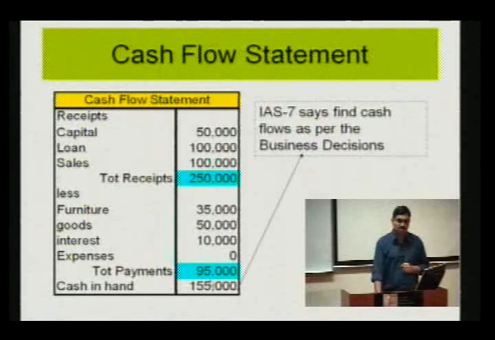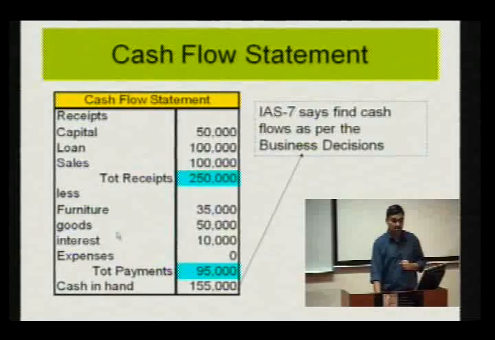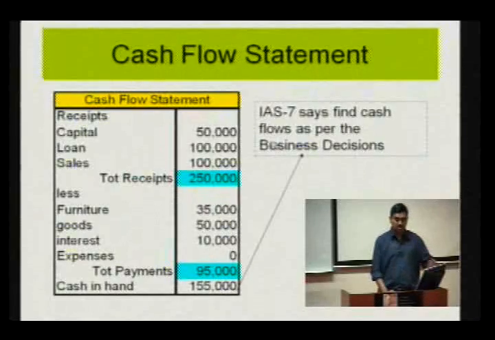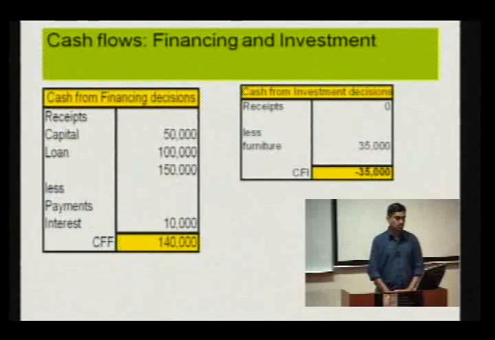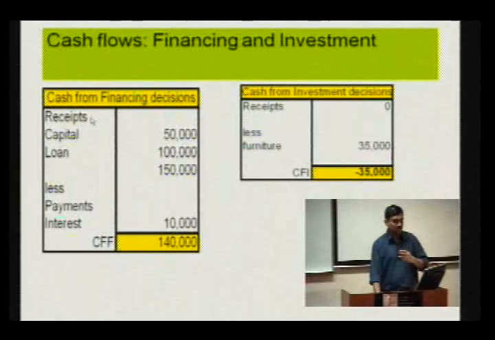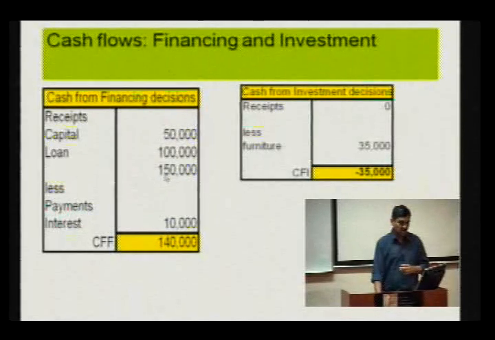But IAS 7 says it is not enough to find cash flow statement like this. You have to classify this on the basis of the business decisions. Let us use this data to find CFF, CFI and CFO. So, CFF and CFI. As I mentioned, CFF is the decisions from the financing. So, in this example, you have raised capital 50,000, you have raised loan 100,000. So, there is an inflow due to financing decision 150,000 and you paid an interest of 10,000. So, there is a CFF, net cash flow from financing decision, of 140,000.